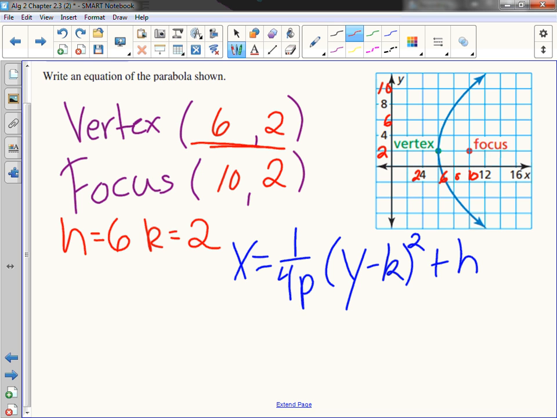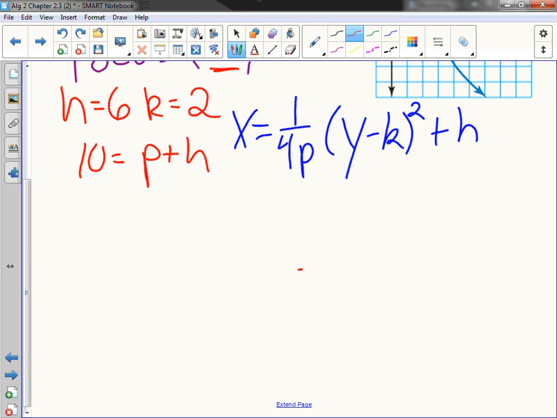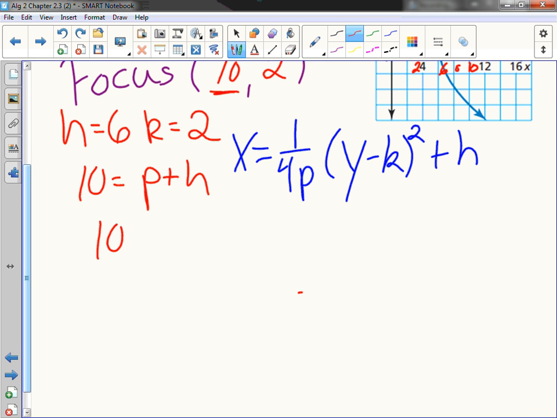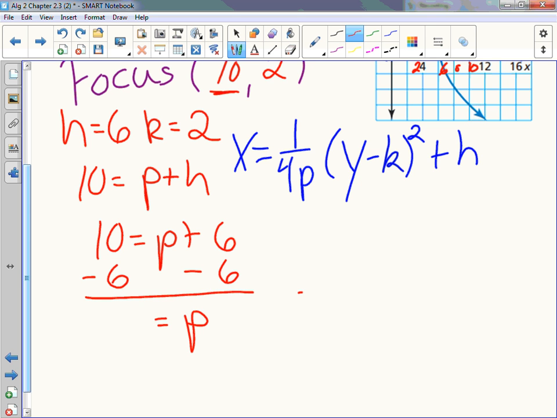Now the focus tells us the value of p, because our 10 value is equal to p plus h, or h plus p. We can write it either way. It's the same thing. P plus h and h plus p are the same thing. And we know the value of h is 6. So we plug it in for h. Now we can solve for p. And we would do that by what? Subtracting 6 from both sides. And when we subtract 6 from both sides, we get 4 is equal to p.